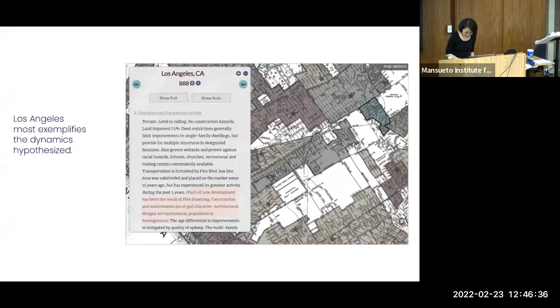For instance, this is a description of a B-graded neighborhood in Los Angeles, city proper, from 1939. This is in Rancho Park at the intersection of Pico Boulevard and Overland Avenue, and is described thus: This area was subdivided and placed on the market some 15 years ago, but has experienced its greatest activity during the past 5 years. Much of the new development has been the result of FHA finance. Architectural designs are harmonious. The population is homogeneous.